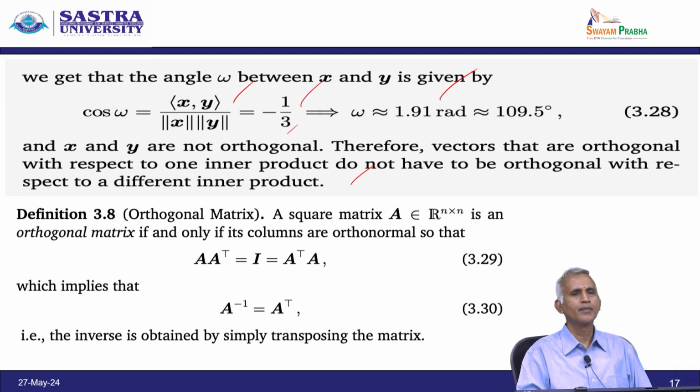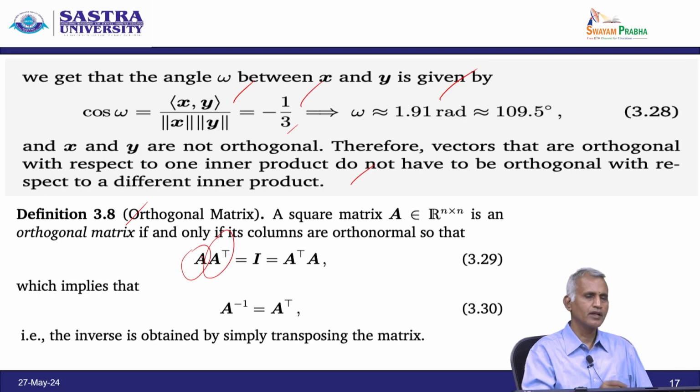Next definition, orthogonal matrix. A square matrix A in R power n cross n is an orthogonal matrix if and only if its columns are orthonormal. So, you take A, take A transpose, multiply them, and the result will be the identity, and likewise I equals A transpose A, which implies that A transpose equals A inverse. So, the inverse is obtained by simply transposing the matrix.